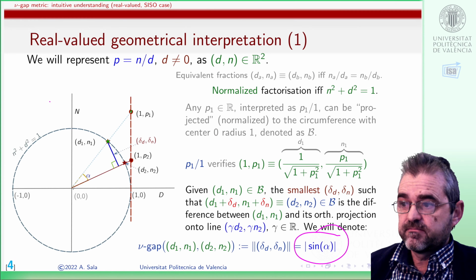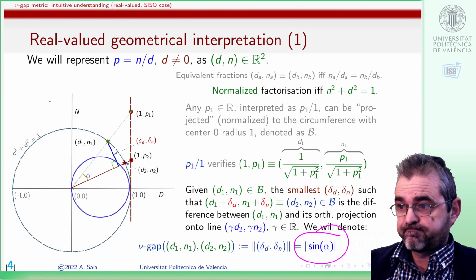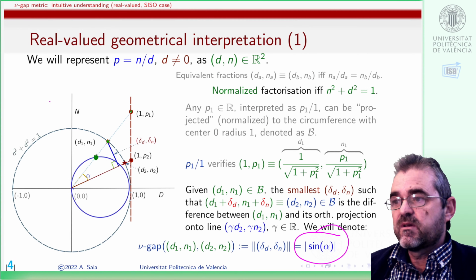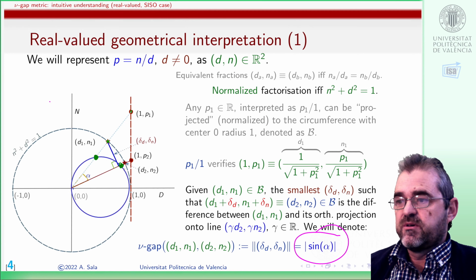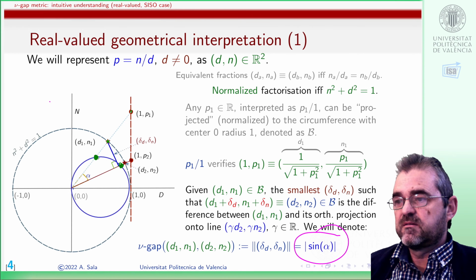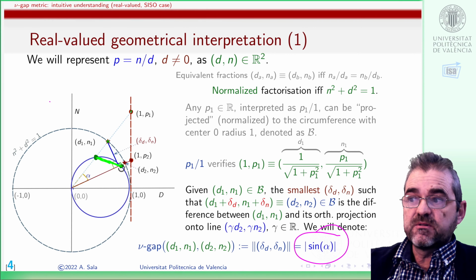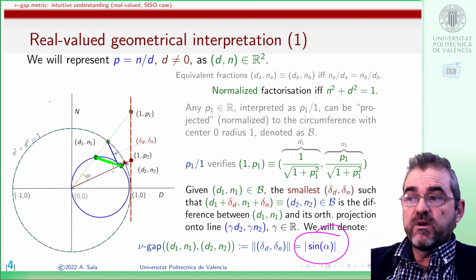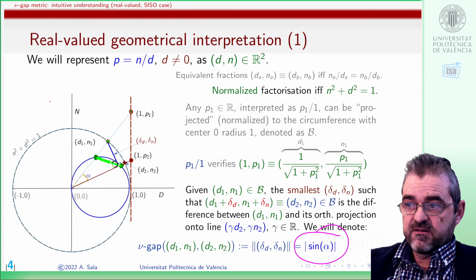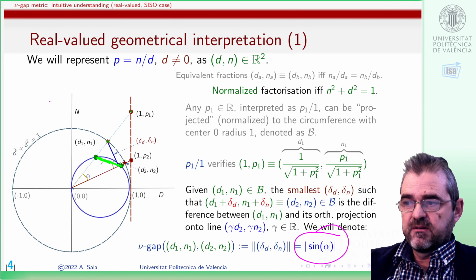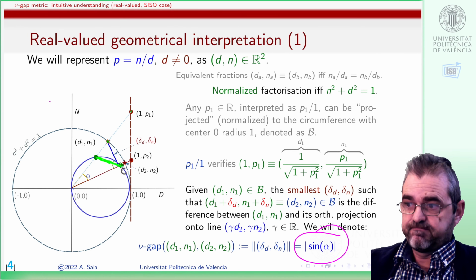Let us now consider the circle of half the diameter, and let us consider this point and this point. Well, the result will be that the distance between these two points will also be equal to the length of the blue segment. So this will also be sine of alpha.